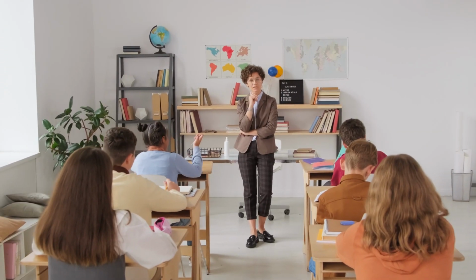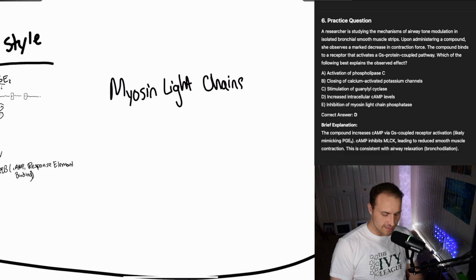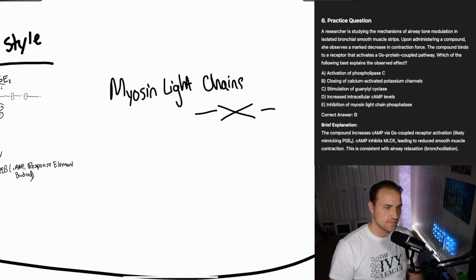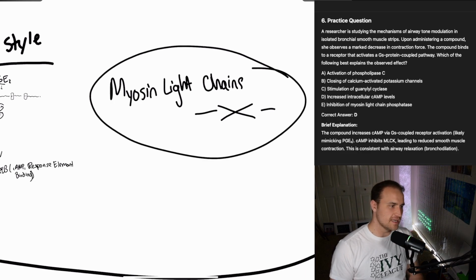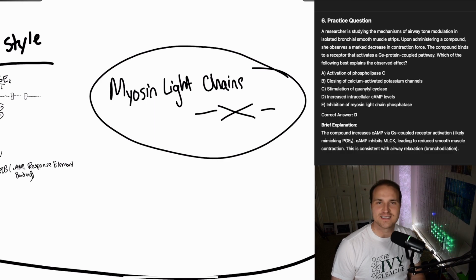Smooth muscle contraction occurs when your myosin light chains are phosphorylated, right? Because then you get your cross-bridge formation between your myosin head and your actin filaments. This reaction is facilitated by myosin light chain kinase. And what do you think opposes it? Well, it's myosin light chain phosphatase.